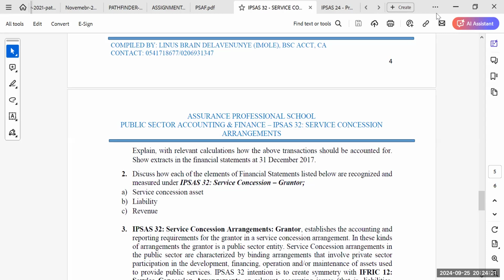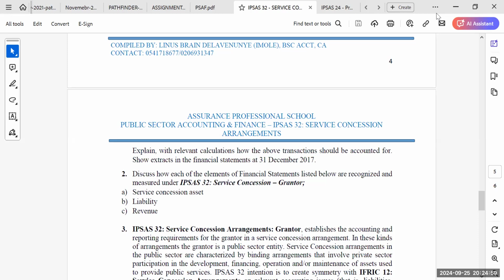Please don't go and be talking about the financial liability model and the grant of a right to the operator model. No, those ones, they are not really talking about that. But if you have the time, you can say that the grantor can recognize liability under the financial liability model. But the liability will only be recognized when a service concession asset from a constructed asset is being recognized. We always recognize the liability at fair value.